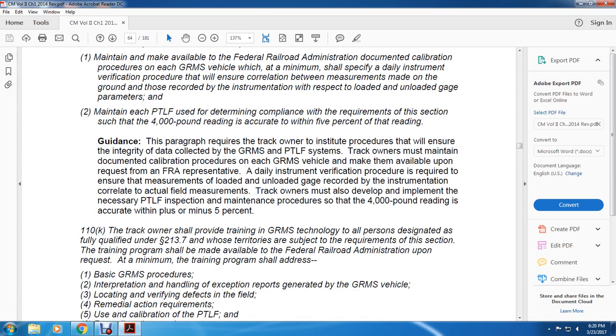Guidance: the paragraph requires the track owner to institute procedures to ensure the integrity of the data collected with the gauge restraint measurement system and the portable track loading fixture system. Track owners must maintain documented calibration procedures on the gauge restraint measurement system vehicle and make them available upon request of the FRA representative, including the daily instrument verification procedures to ensure the measurement of the loaded and unloaded gauge by the instrument correlates with accurate actual field measurement. Track owners must develop and implement the necessary portable track loading fixture inspection and maintenance procedures so that the 4,000 pound reading is accurate to plus or minus 5%.